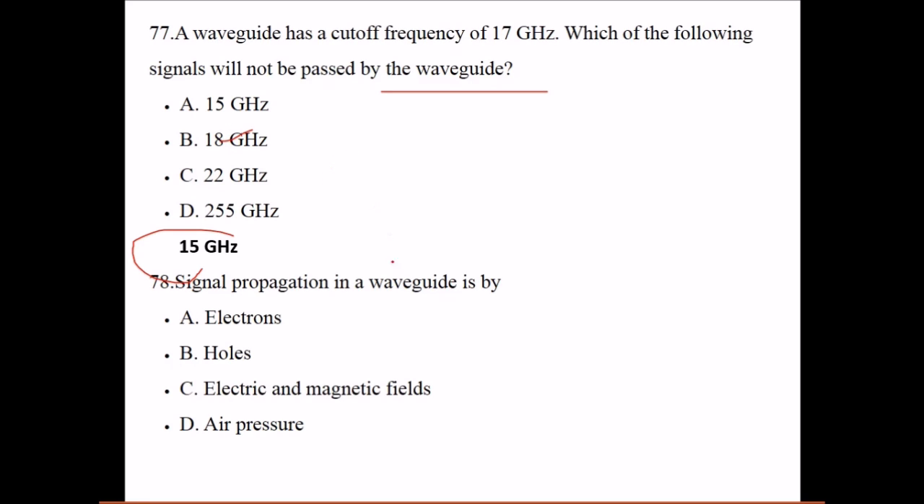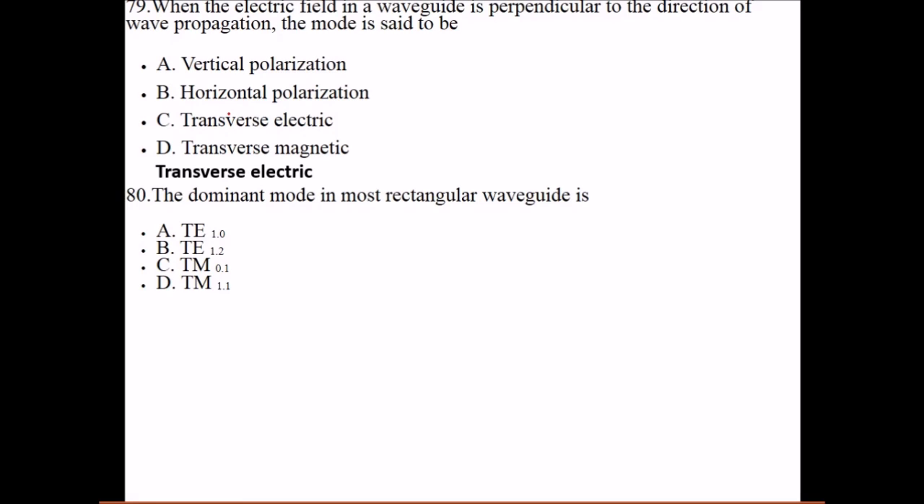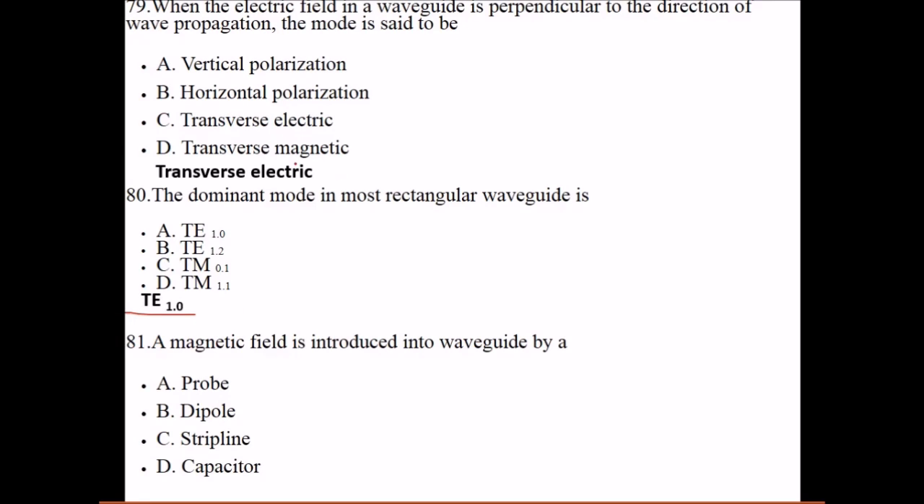The signal propagation in a waveguide is by electric and magnetic field. So when the electric field in a waveguide is perpendicular to the direction of the wave propagation, the mode is said to be transverse electric. The dominant mode in most rectangular waveguide is TE 1,0. The magnetic field is introduced into waveguide by a what? By probe. Magnetic field is introduced into waveguide by a probe.